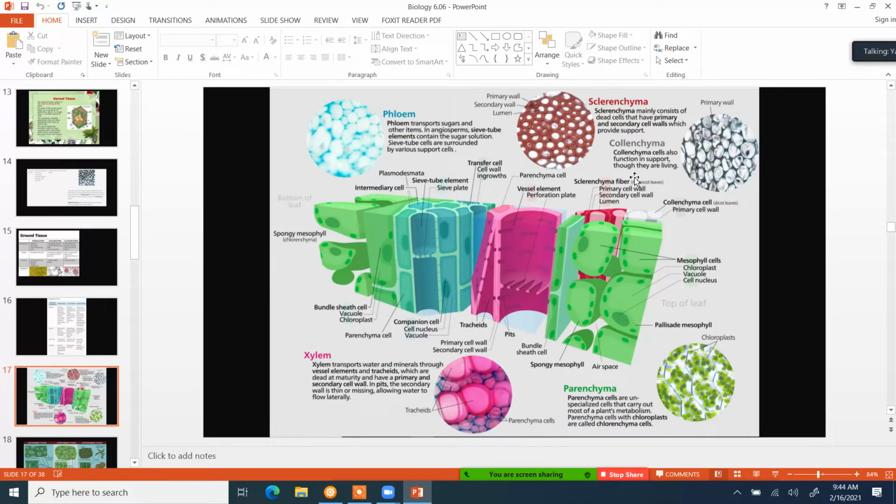So at the top you see sclerenchyma. Let's look at collenchyma first. Collenchyma cells also function as support, though they are living. Sclerenchyma, you see how it's a little bit thicker? The outside of each cell is thicker. Sclerenchyma mainly consists of dead cells, and they have primary and secondary cell walls which provide support. So sclerenchyma have two cell walls, not one, and collenchyma does not have two cell walls. They're just a lot thicker and they're dead.